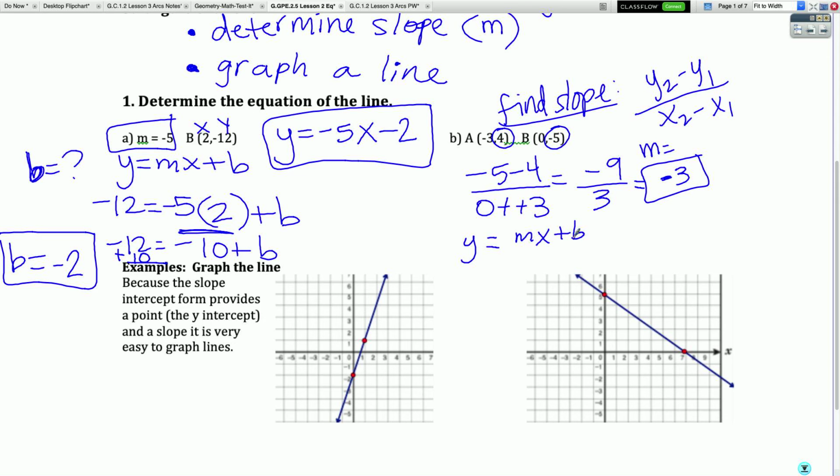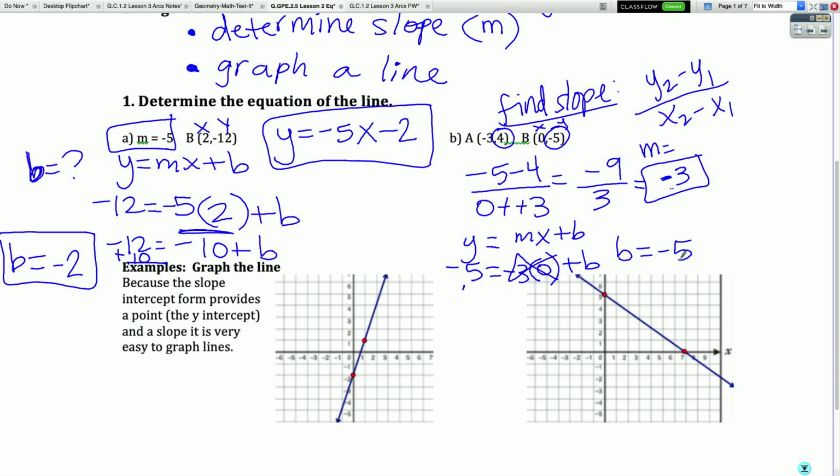Okay, so we're going to plug in our x and y values. So y is -5. My m is what? -3. My x is 0. So I plug in everything except for b and solve there. Okay, what happens when I multiply any number by 0? Zero. Good, it turns to a 0, so I'm just going to cancel that out. So b will be equal to what?